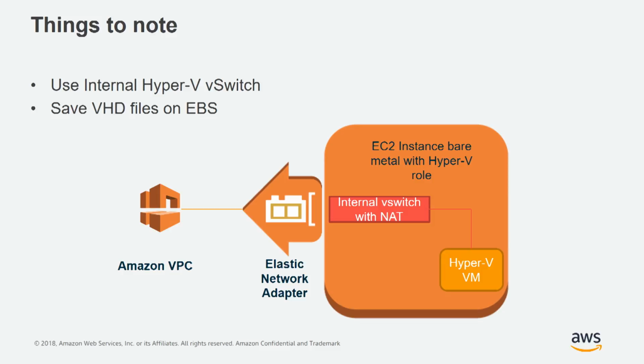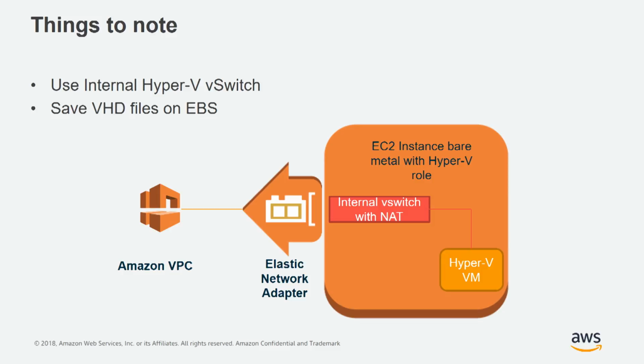For the demo, I'm going to use pre-configured Hyper-V AMIs. These are Amazon-owned public AMIs, which have the Hyper-V role already enabled on them. They come in 2012 R2 and 2016. Alternatively, I can just grab a base Amazon public AMI and then enable the Hyper-V role on it.